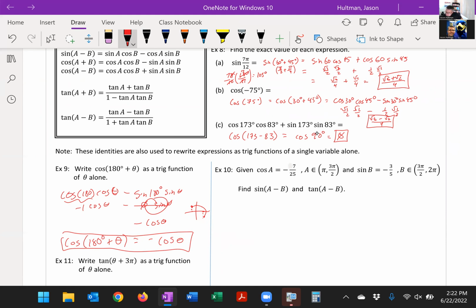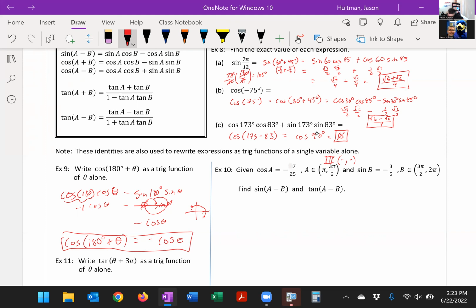Okay, example 10 here is a kind of big one. The cosine of A is equal to negative 7 over 25. The sine of B is equal to negative 3 over 5. And they're saying that A here is in between pi and 3 pi over 2. That's quadrant 3. In quadrant 3, we know that the cosines are negative and the sines are also negative. So the sine of angle A is going to have to be negative. I have to keep that in mind.